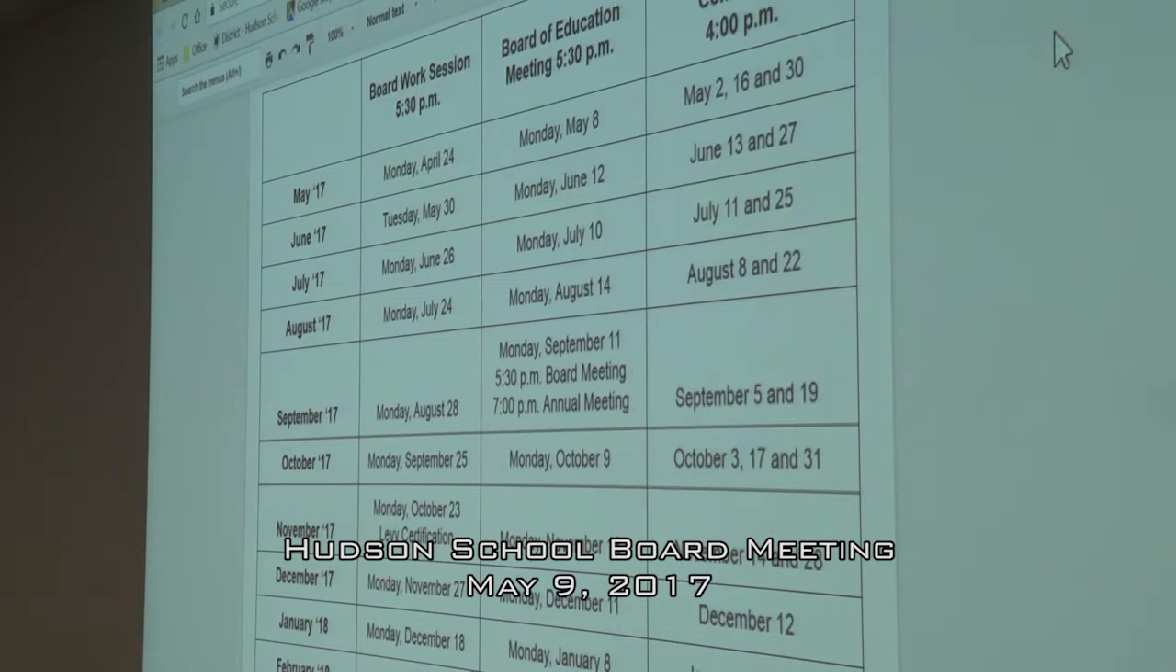As far as the dates themselves, you could see we kept it pretty solidly on Monday. There are no Monday night conflicts with Packer football, at least. I didn't check the Viking or the Bear schedule. But the question is, do we start them both at 5:30, or do we go to 5:30 for the work session and 6 for the meeting, since work sessions have generally been longer than the action meetings, and we're trying to get family members who are coming home, feeding their kids, and sometimes trying to get to the board meeting. Having them at 5:30 makes it look like we're trying to limit the public's access to our meetings.